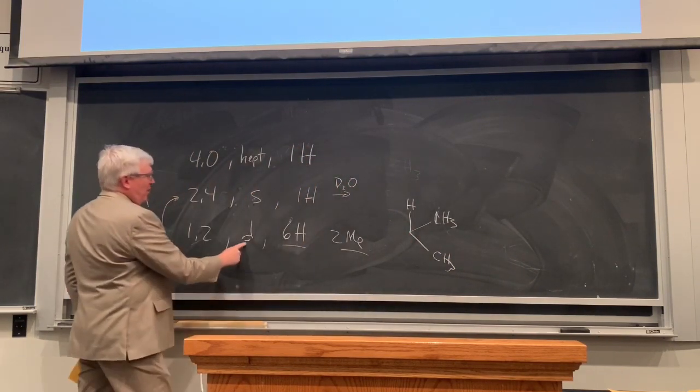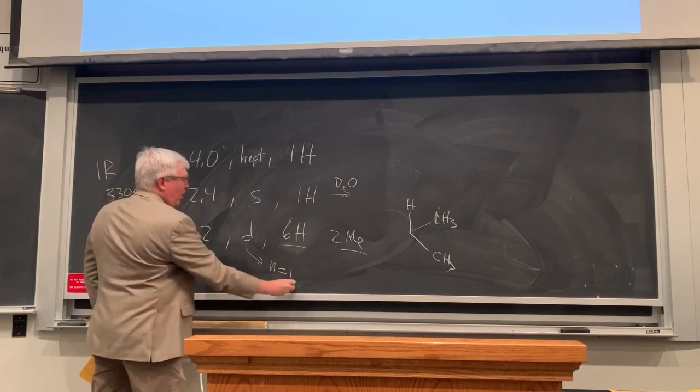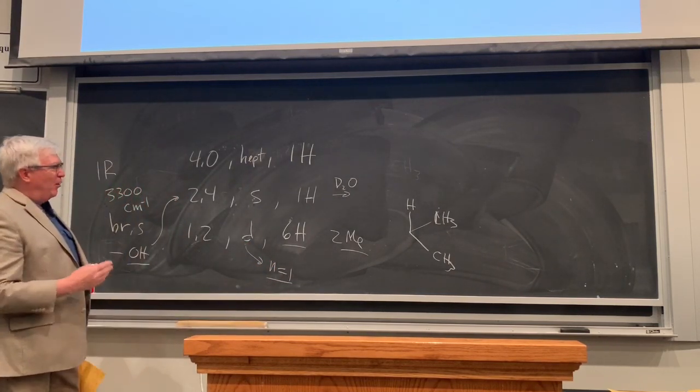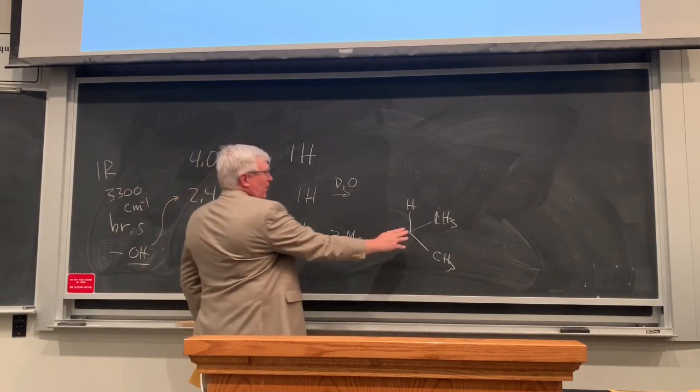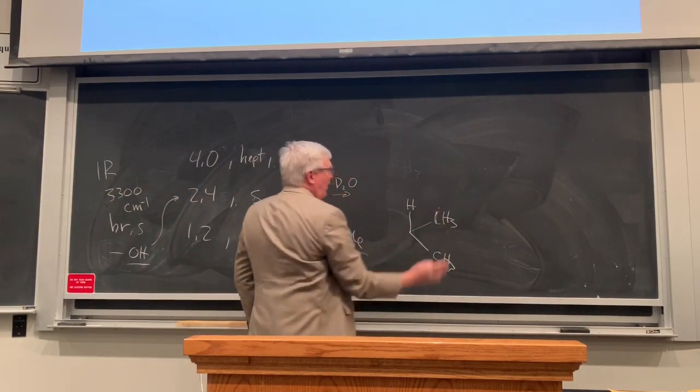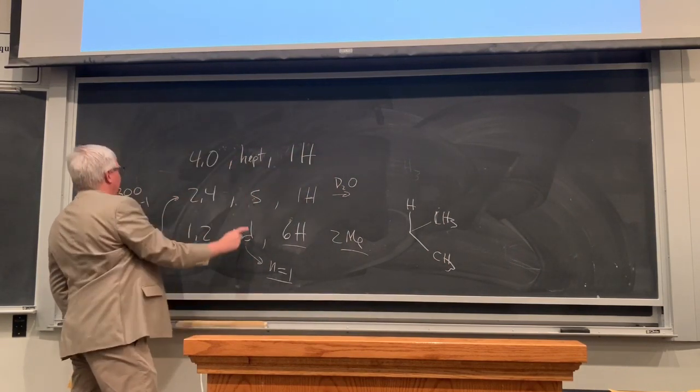So you can kind of go backwards here, okay? 1 neighbor, so N must equal 1. So that kind of helps you figure this out. And 6 hydrogens, 2 methyls there. So this fragment here must be in our molecule. And that's really the only thing where we see the couplings going on.